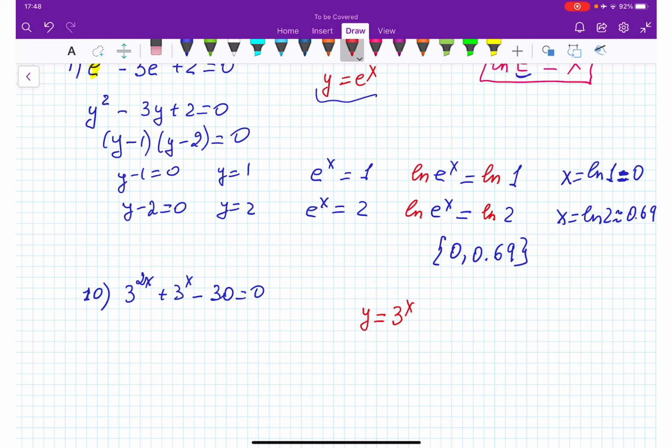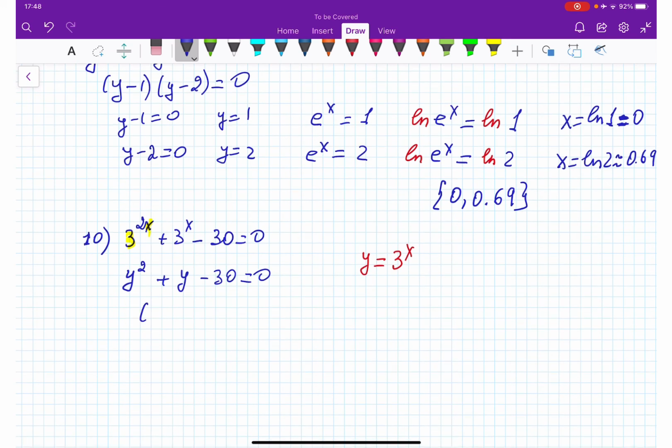Okay, so from here what we are going to get: 3 to power x I'm replacing with y, and it's going to be y squared plus y minus 30. So let's FOIL it down. It's going to be (y plus 6)(y minus 5) equals 0.